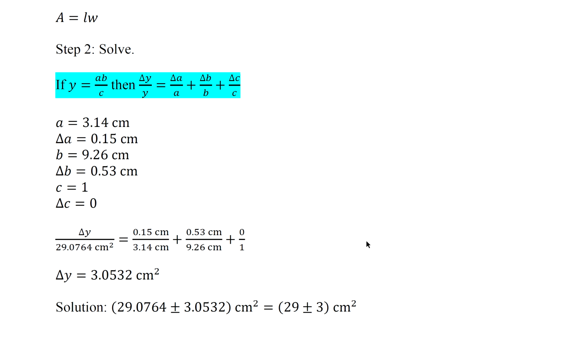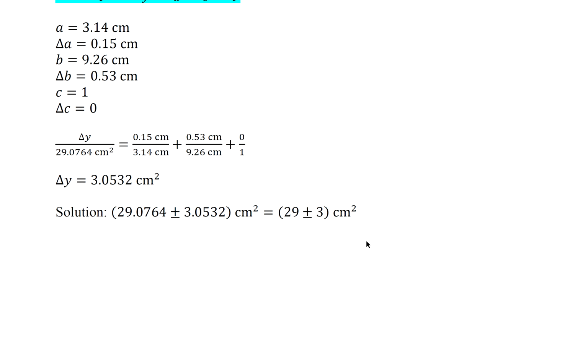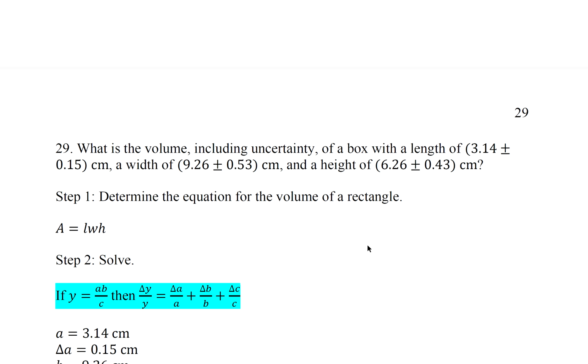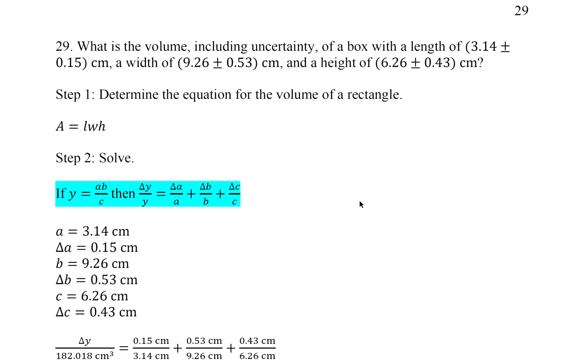So first we solved for y, and then we solved for delta y. Question 29. What is the volume, including uncertainty, of a box with a length of 3.14 plus or minus 0.15 centimeters, a width of 9.26 plus or minus 0.53 centimeters, and a height of 6.26 plus or minus 0.43 centimeters? So step 1, we need the equation. Volume equals length times width times height. Step 2, let's solve this equation.